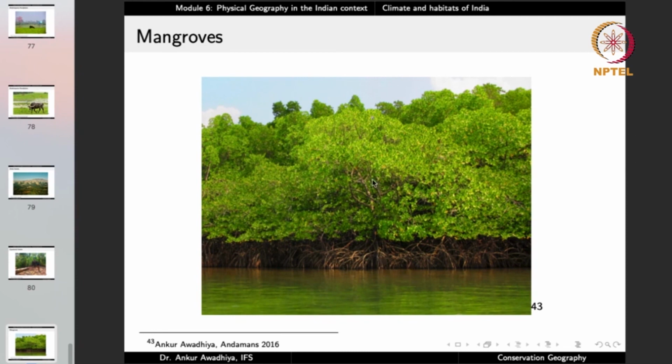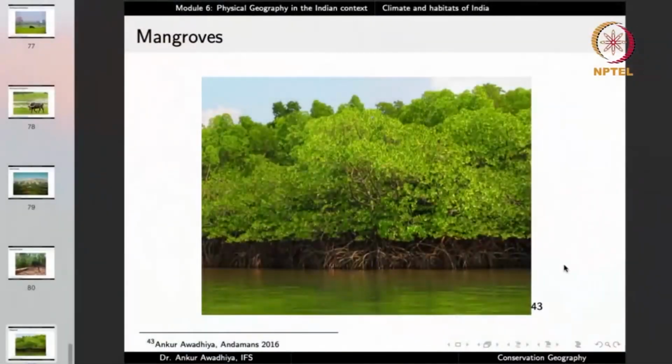These trees also support something that is known as vivipary, which means that the next generation actually starts on the mother tree itself. The seeds germinate on the mother plant, they start to grow, and once they have reached a certain height, then they are dropped. So that there is little chance that the seed gets submerged in water, rots away, or is taken away to another area.